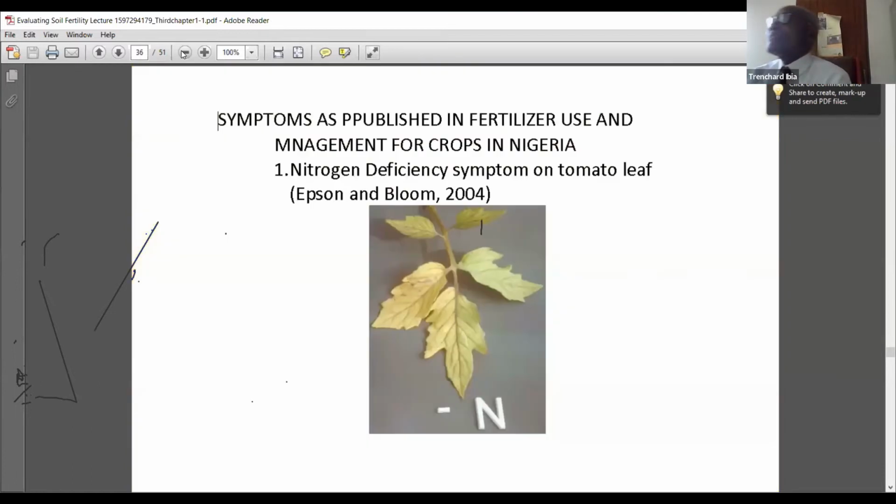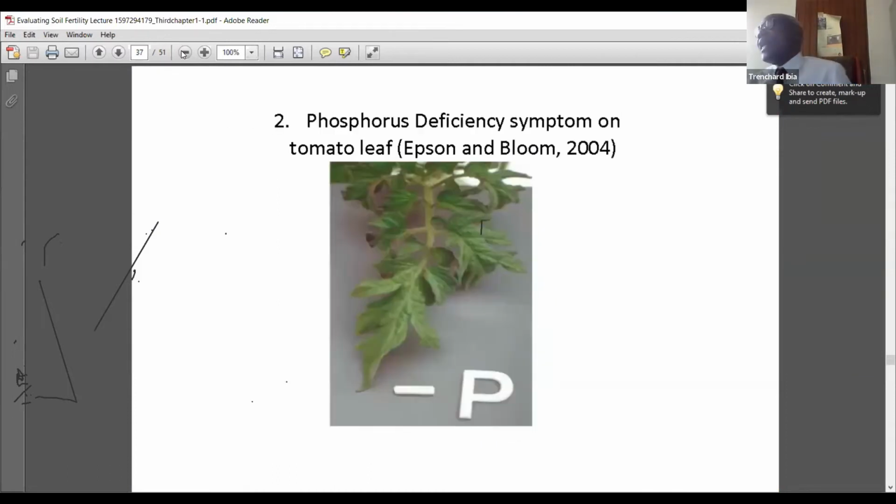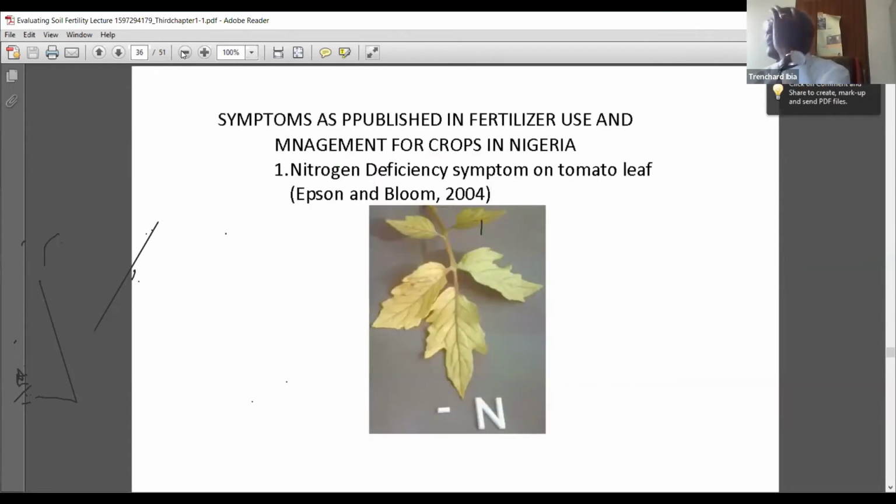Now we can see if we can make any sense of these photographs by Epstein and Bloom, 2004. There was an experiment to see deficiency symptoms attributed to specific nutrients. Nitrogen: here there is an attempt for uniform yellowing. Chlorosis: mature leaves show a pale yellow color. If the leaves are young, you see bright yellow coloration, uniformly on the leaves.